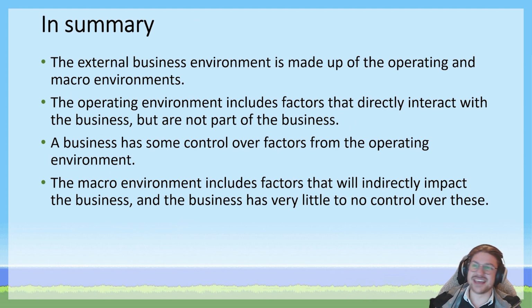In summary for this key knowledge point, the external business environment is made up of the operating and macro environments. The operating environment includes factors that directly interact with your business and that you'll have some control over, while the macro environment includes factors that have an indirect impact on your business and that you can be expected to have very little to absolutely no control over whatsoever. The nature of these factors and what they mean for business planning is something that we will dive deeper into as we work through this area of study.